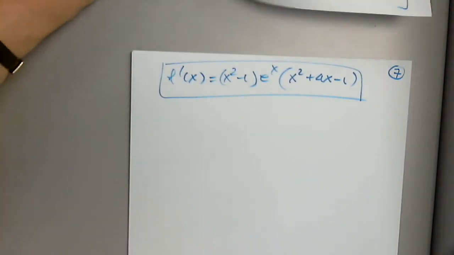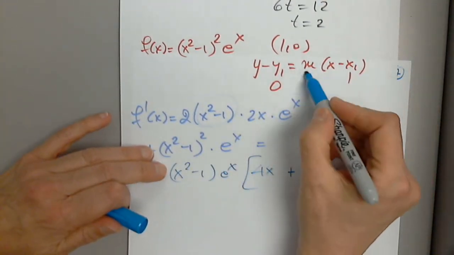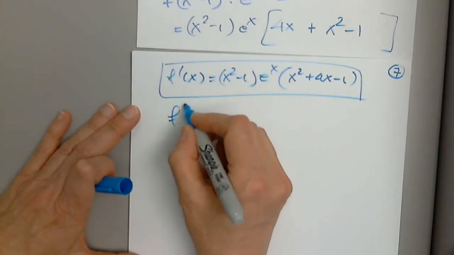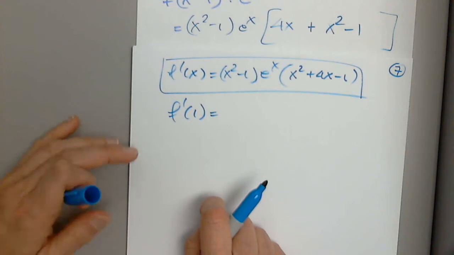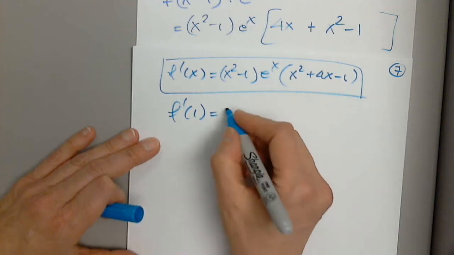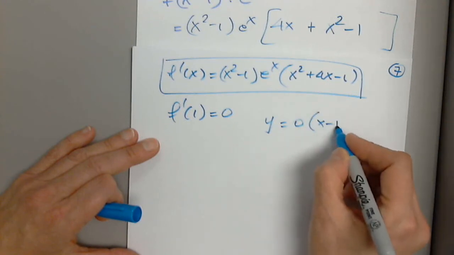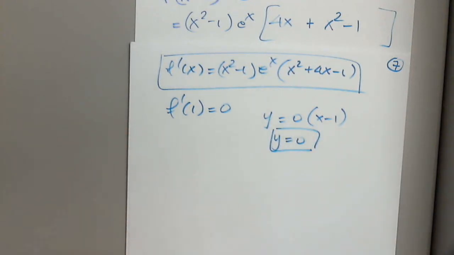Okay, so we have the equation of the line given a point, but I'm missing the slope. The question is, how do I determine the slope? Plug in 1, indeed. So all I have to do is find f prime of 1. Can anyone give us x squared minus 1 when x is 1? 0. And e to the x doesn't matter, and all this doesn't matter. So the answer is 0. So we have y equals 0 times (x minus 1). So then y equals 0 is the equation of the tangent line to the graph of the given function when x is 1.